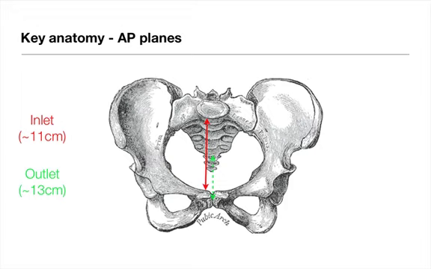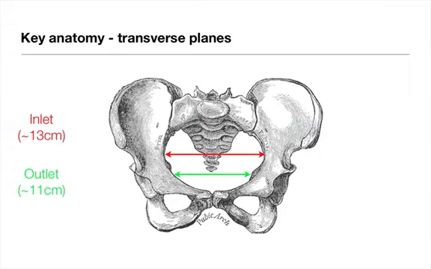And then the baby rotates, because the outlet, which is also an oval shape, is at 90 degrees to the inlet, and this can be seen in this diagram with the outlet at 13 centimetres in green. The transverse plane here, the inlet is wider and the outlet is narrower, and this explains why the baby has to make a rotational movement, firstly of the head and secondly of the shoulders, to be delivered.